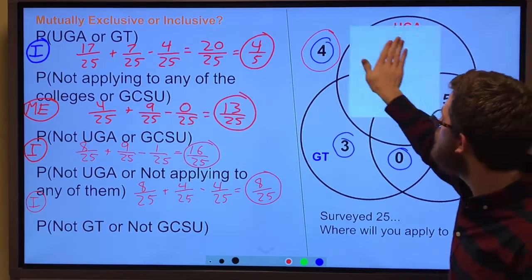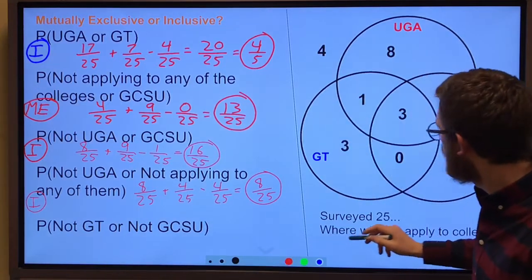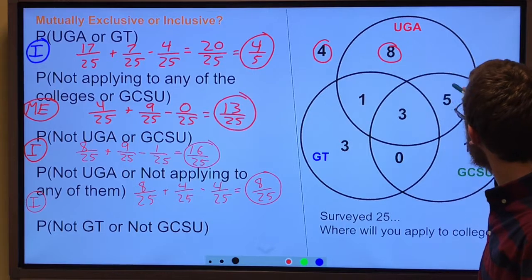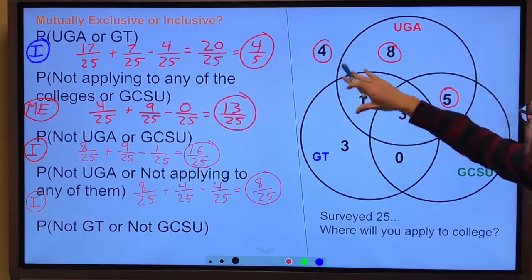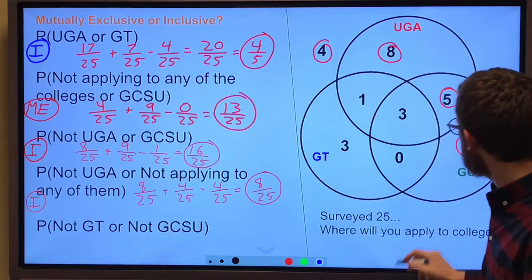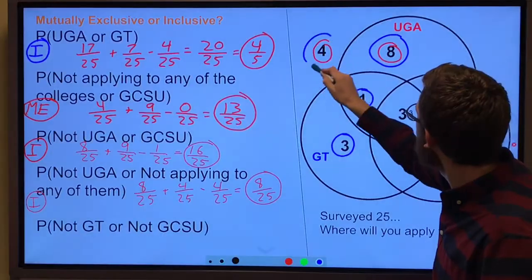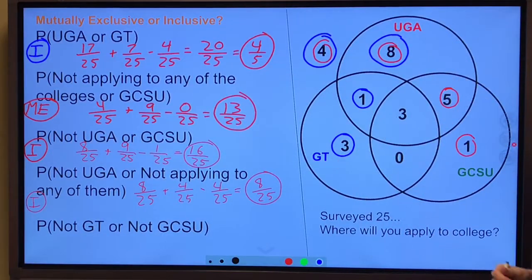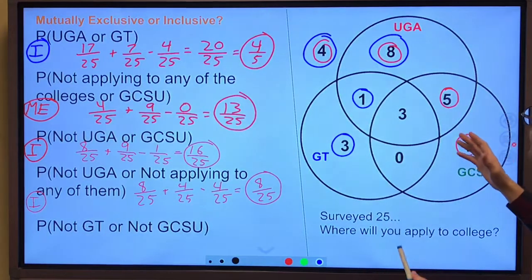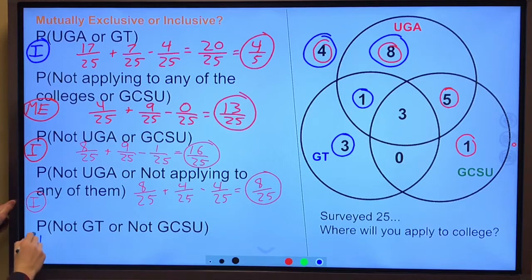Finally, not Georgia Tech. Not Georgia Tech would be all of these numbers outside of the Georgia Tech bubble. Or not GCSU. Not GCSU would be all of these numbers outside of the GCSU bubble. And so to find the probability of this, we can first notice there is overlap. So it's inclusive once again.